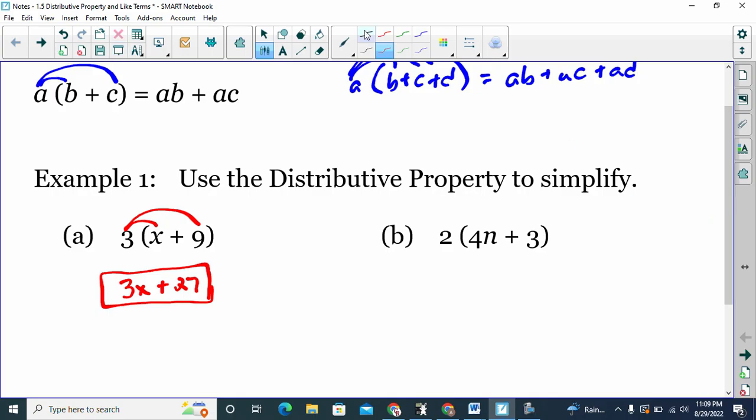Part B asks us to use the distributive property to simplify 2 times the quantity 4n plus 3. So we take the 2 and we multiply it by 4n. 2 times 4n, we just multiply the coefficients, the numbers together. 2 times 4 is 8n. And then I do 2 times 3. 2 times 3 is 6. 8n plus 6.